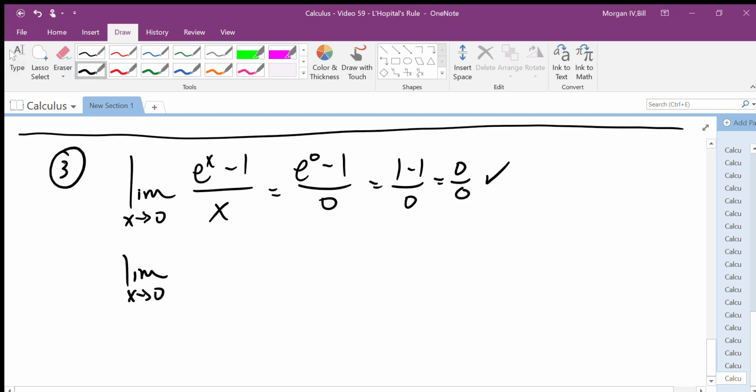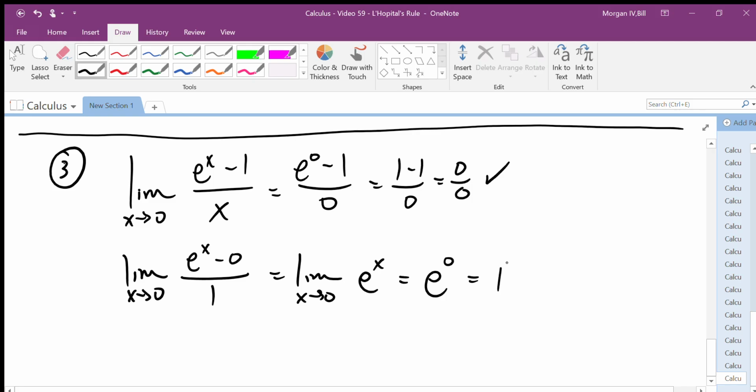What is the derivative of e to the x? Well, that is just e to the x. The derivative of 1, that is 0. And the derivative of x is simply 1. So now we have the limit as x goes to 0 of e to the x over 1, which is e to the x. That would be e to the 0, which is 1. Any real number to the 0 is 1. So, L'Hopital's rule.